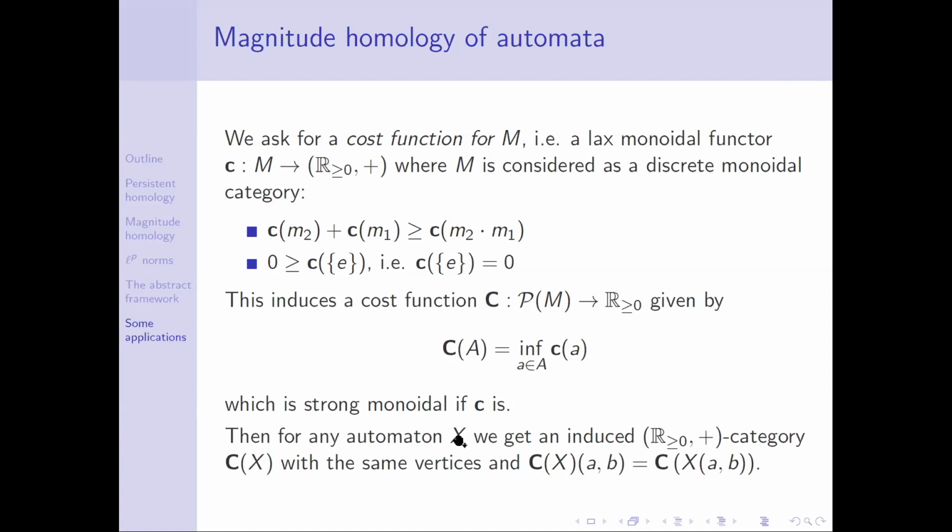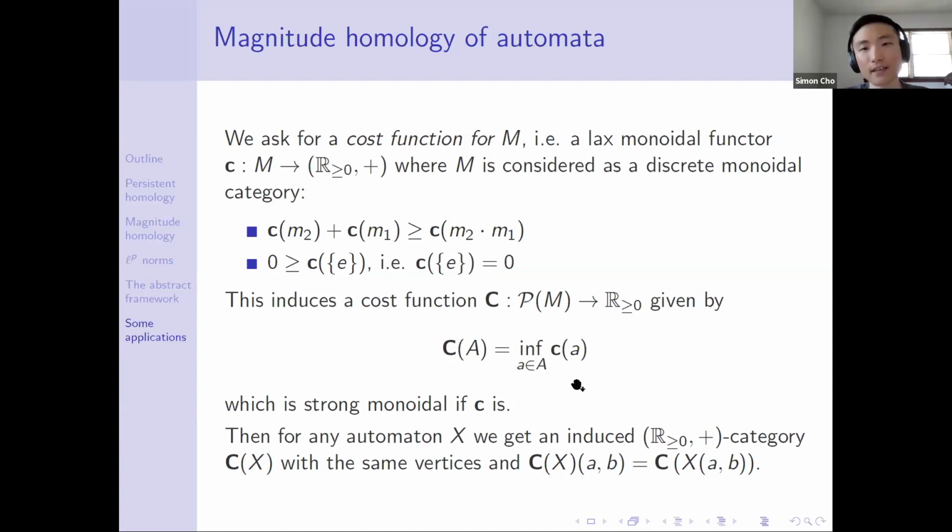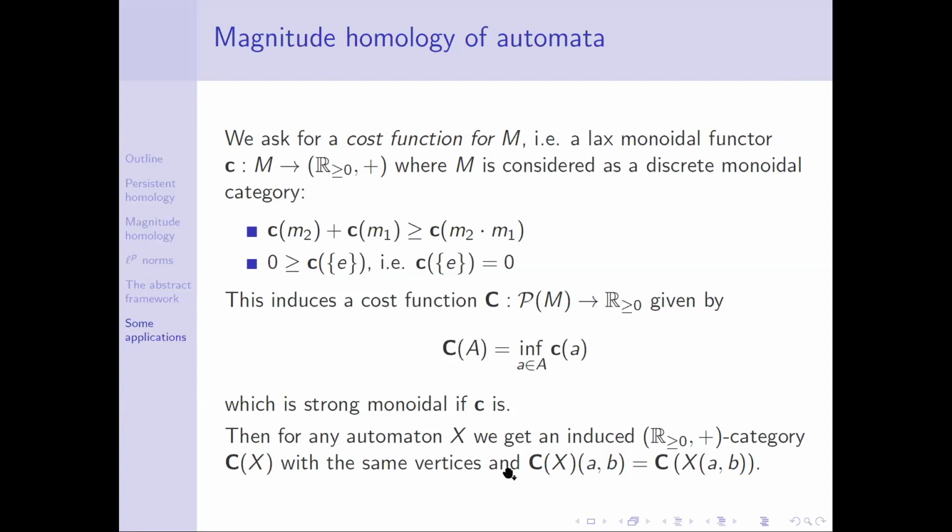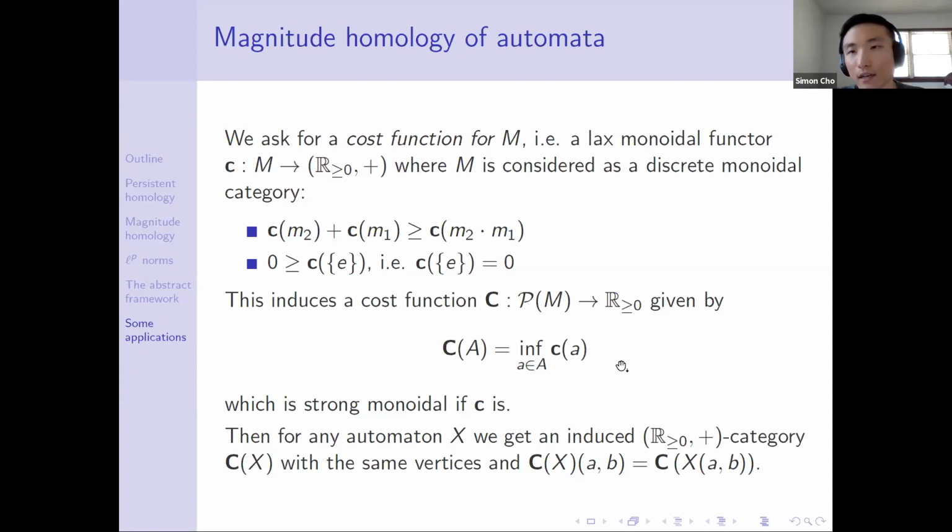Then, since each automaton is a category enriched in the power set of the monoid, and this is a monoidal functor, or a lax monoidal functor depending on what your C is, you get an induced R-category, which is essentially a metric space. So it's a Lawvere metric space for those of you who are familiar with that. And what the distances represent are the cheapest costs of going from one state to the other.